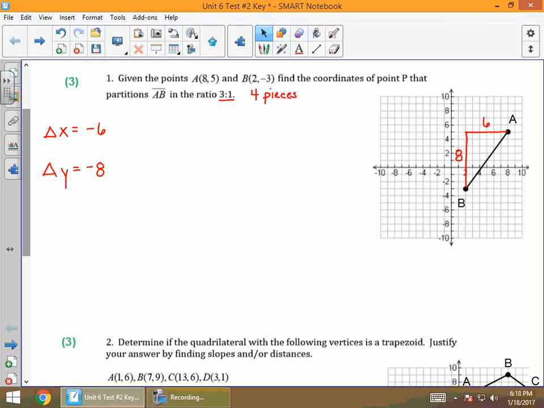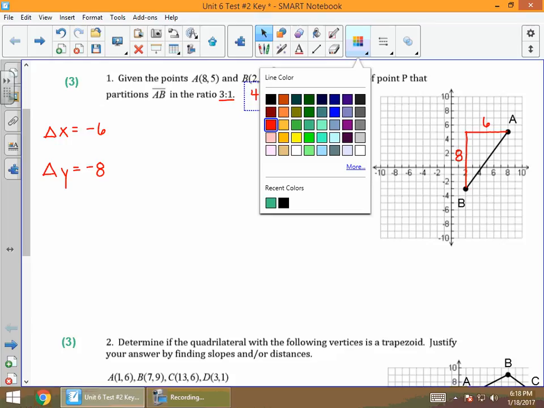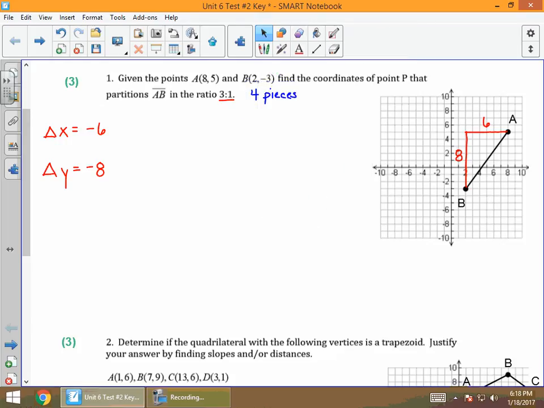All right. Now, I said that we broke this thing into 4 pieces. Let me put that in blue. 4 pieces because of the 3-to-1 ratio. So that means my change in x, which was negative 6, I'm going to divide into 4 pieces. And my change in y, the negative 8, I'm going to divide into 4 pieces. Well, negative 6 divided by 4 is negative 1.5. And negative 8 divided by 4 is negative 2. That's how I'm going to change my values.